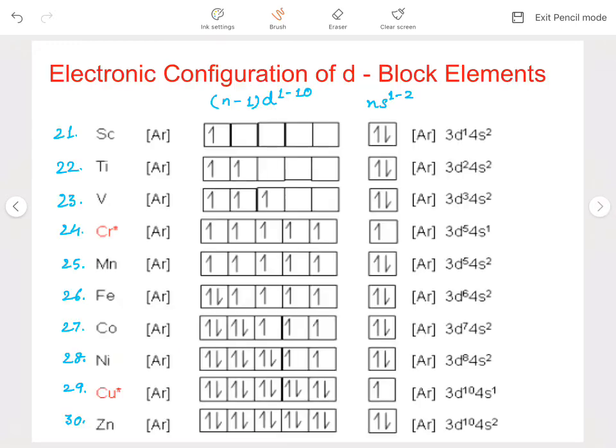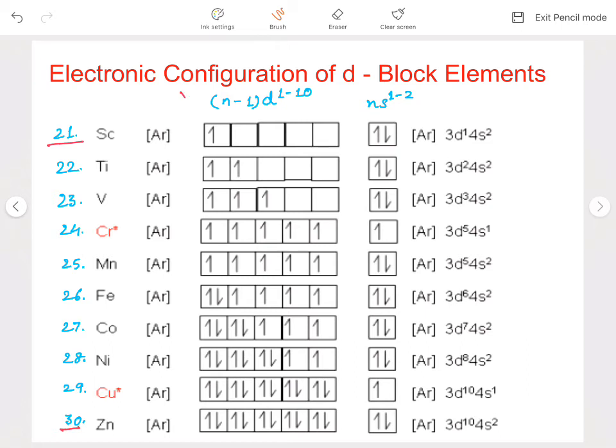Now see the electronic configuration of some d block elements. That is the first series. This you have to learn from atomic number 21 to 30. You have to learn the atomic numbers from scandium to zinc: scandium, titanium, vanadium, chromium, manganese, iron, cobalt, nickel, copper, and zinc. So this series you have to learn with their atomic numbers and electronic configurations.